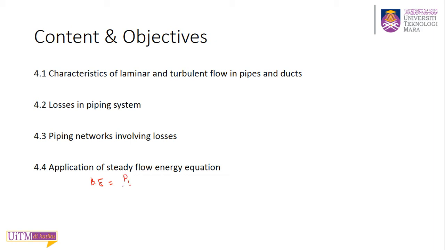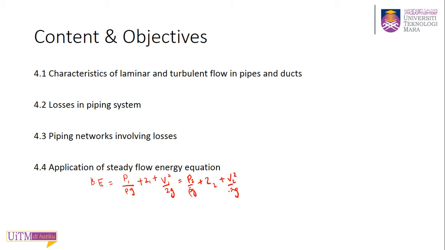P1 over rho G, that's the first term, plus Z1, plus V1 squared over 2G, and equal to P2 over rho G plus Z2 plus V2 squared over 2G.